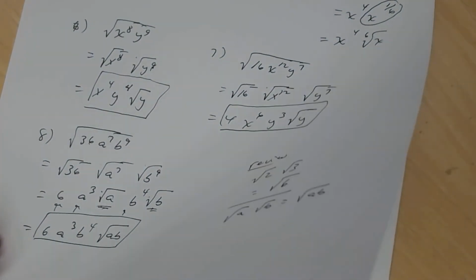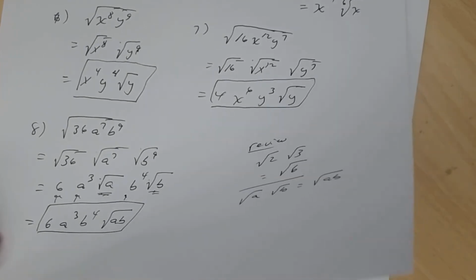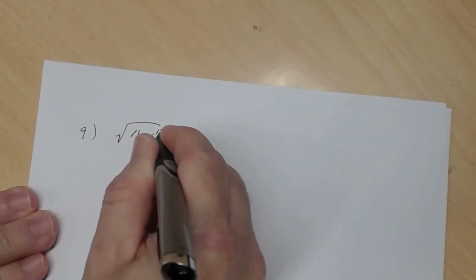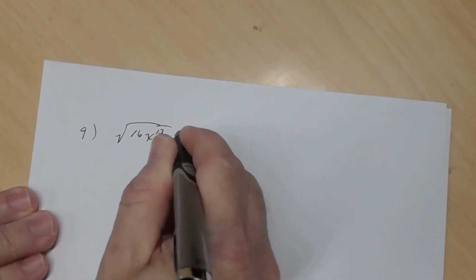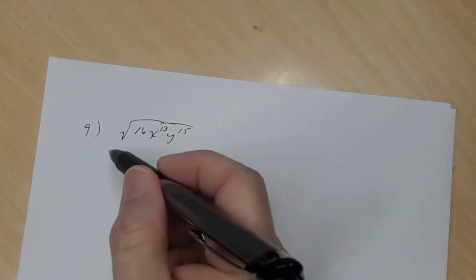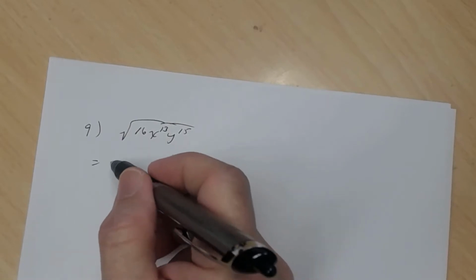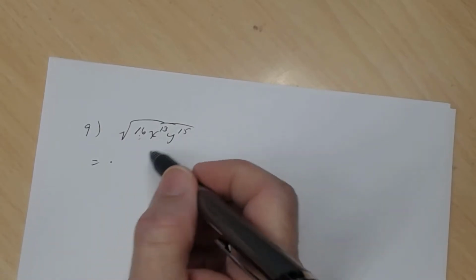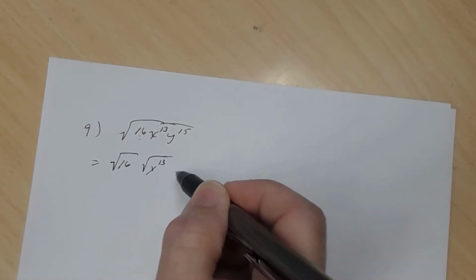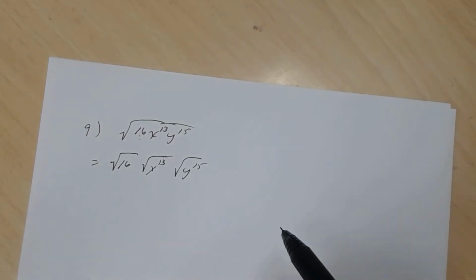All right, number 9. Okay, number 9, suppose we had the square root of 16 x to the 13th power, y to the 15th power. All right, so the square root of 16 x to the 13th, y to the 15th. So again, it's a good idea to rewrite this as the square root of each individual factor. So I have the square root of 16 times the square root of x to the 13th power times the square root of y to the 15th.